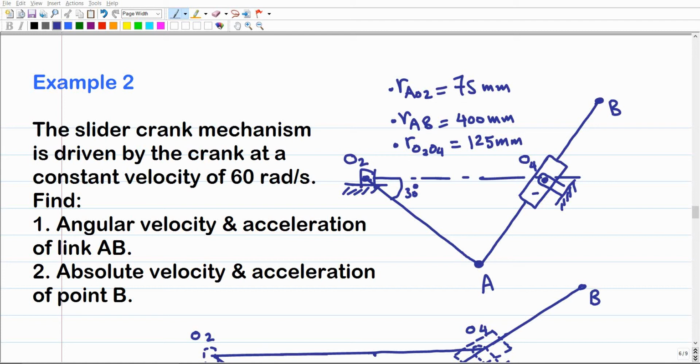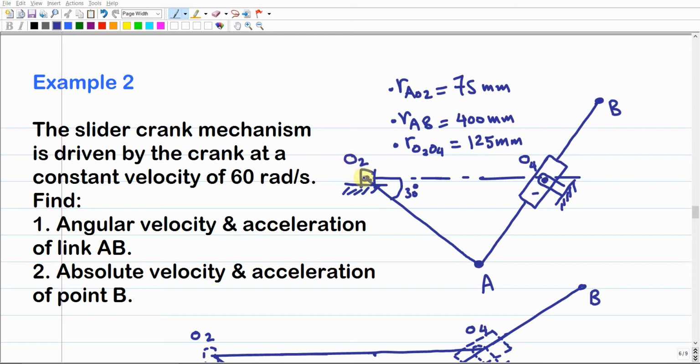For this example, we're gonna consider this slider crank mechanism. We have a crank which is O2A, and there is a slider here, but this link AB is already sliding inside this slider that is located at O4. But the key point here is that O4 itself is a fixed point.